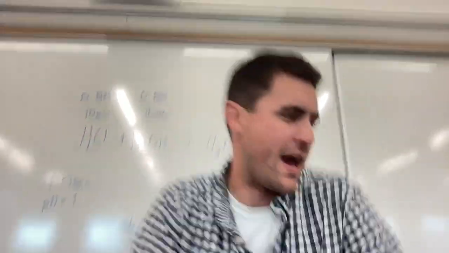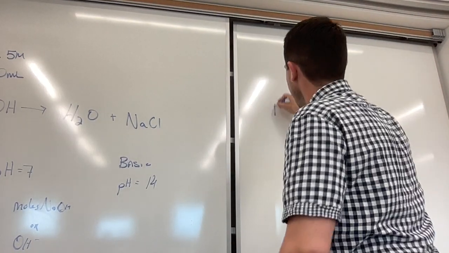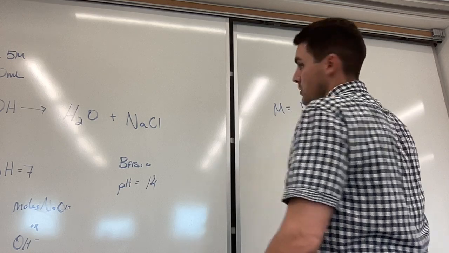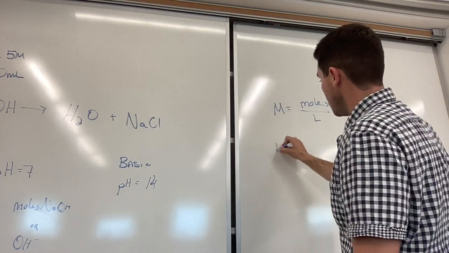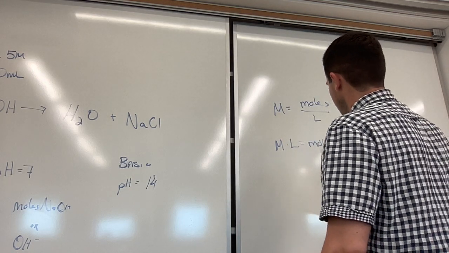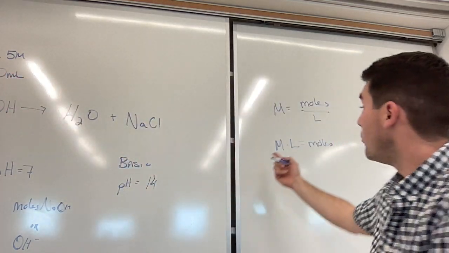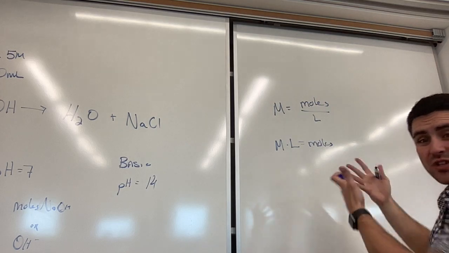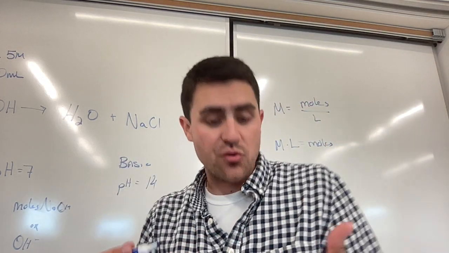If I want to think about this mathematically, and think about concentrations, remember that molarity is equal to the number of moles per liter. We can rearrange this and say that moles is equal to the concentration times liters. And so I have 0.5 molar times 10 milliliters, and that's equal to the number of moles that were in this neutralization reaction.